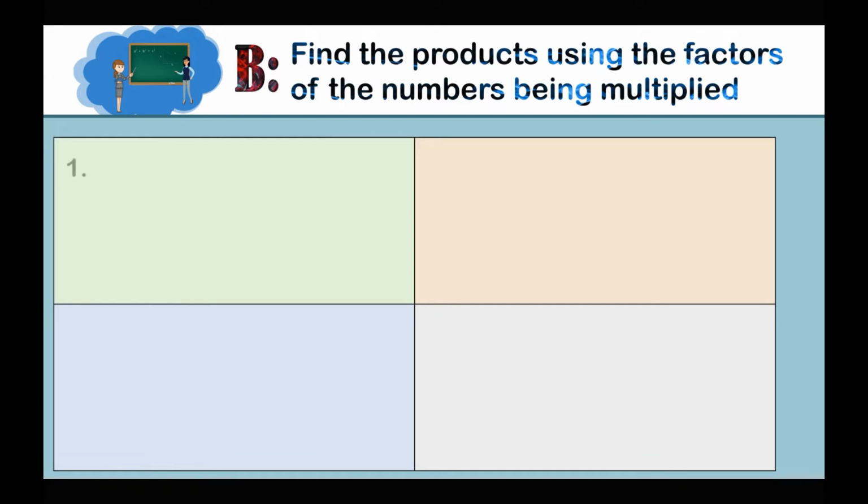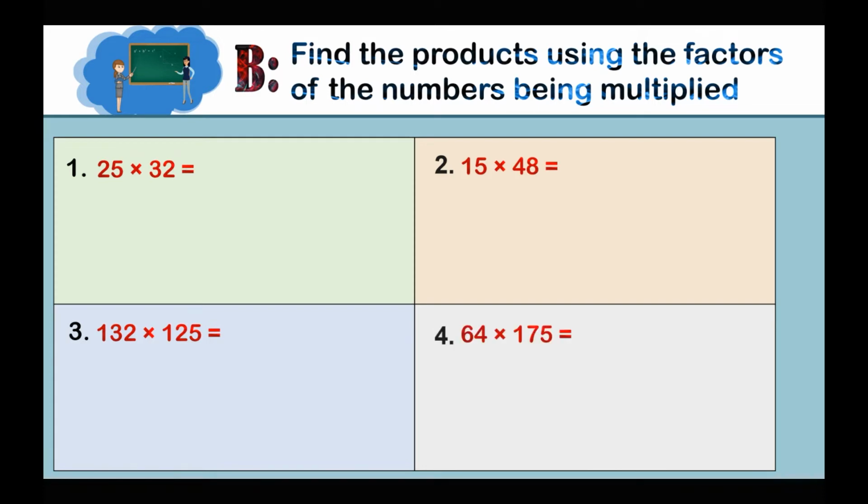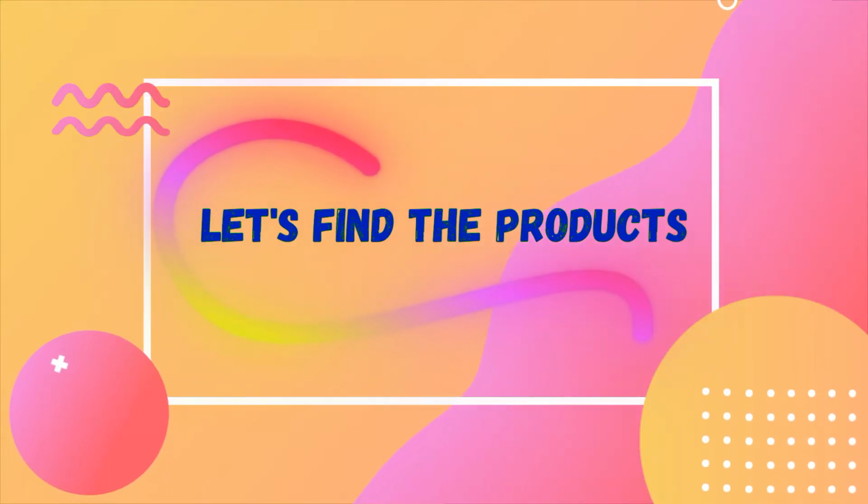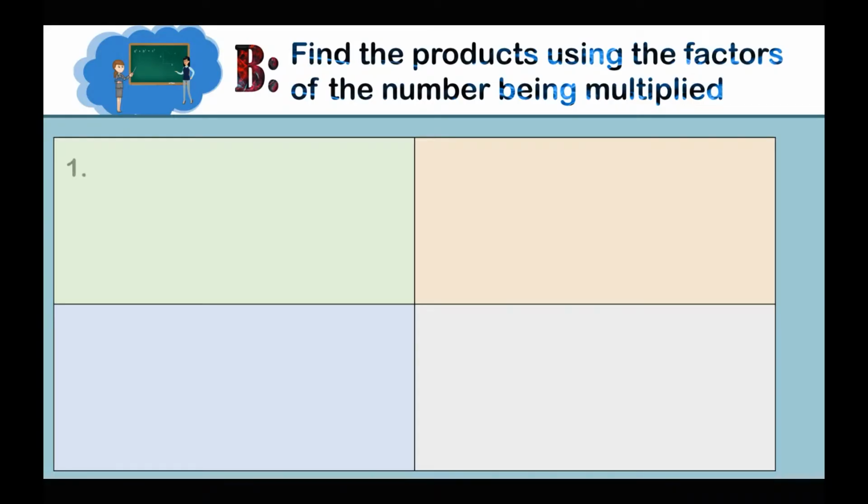Now let's find the products using the factors of the numbers being multiplied. 25 times 32, 15 times 48, 132 times 125, 64 times 175. Let's find the products. Let's look at the first one, 25 times 32.